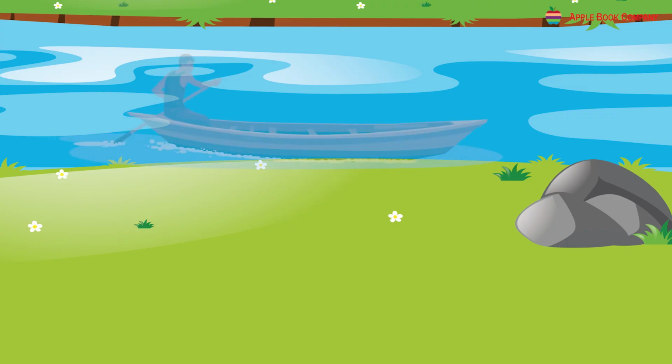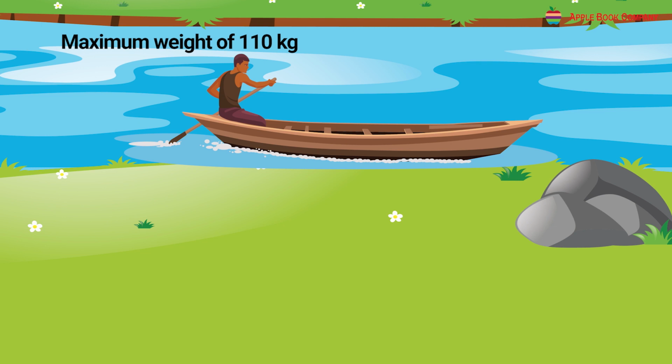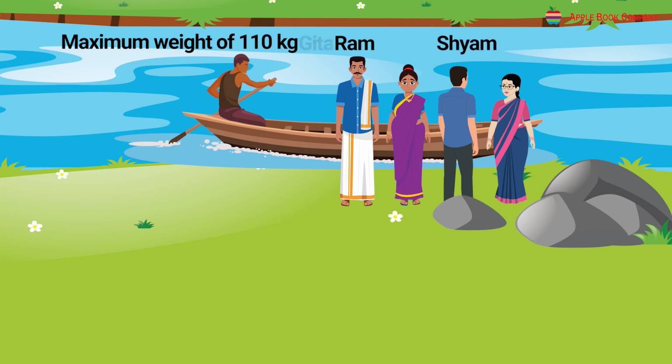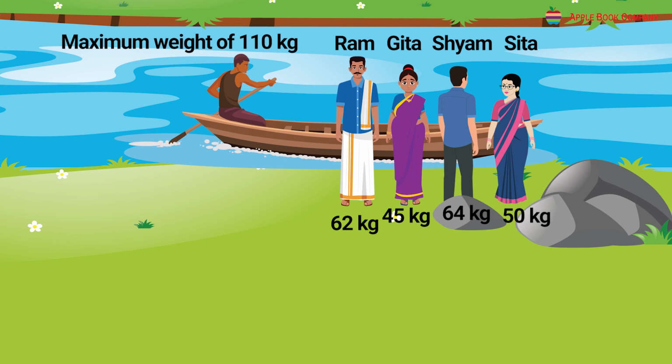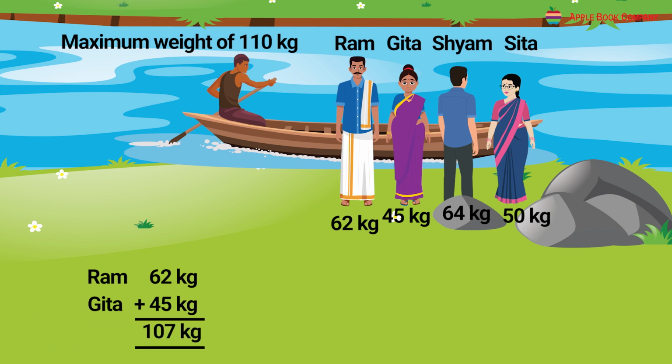Another example. A boat can carry a maximum weight of 110 kg in addition to the boatman. Ram, Shyam, Geeta and Sita wanted to cross the river. Their weights are as follows: Ram 62 kg, Shyam 64 kg, Geeta 45 kg, Sita 50 kg. Name the pairs that will be allowed to get into the boat. First, Ram and Geeta. 62 plus 45 is equal to 107 kg. So they are allowed on the boat.